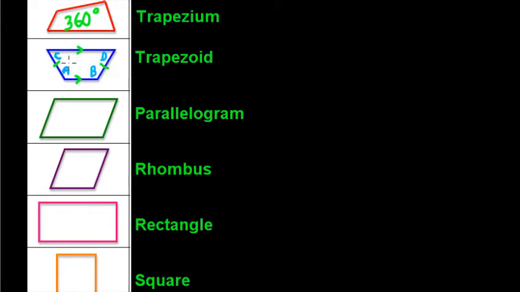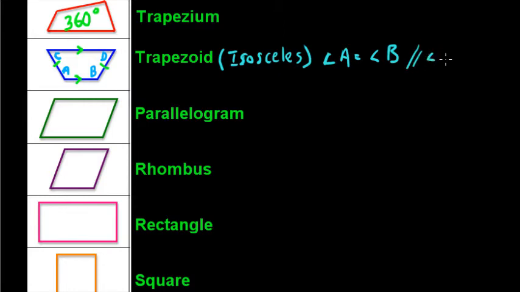Off to the side here, just make a little note that if the trapezoid is an isosceles trapezoid, that means the two non-parallel sides are the same, then angle A will equal angle B, and angle C will equal angle D.